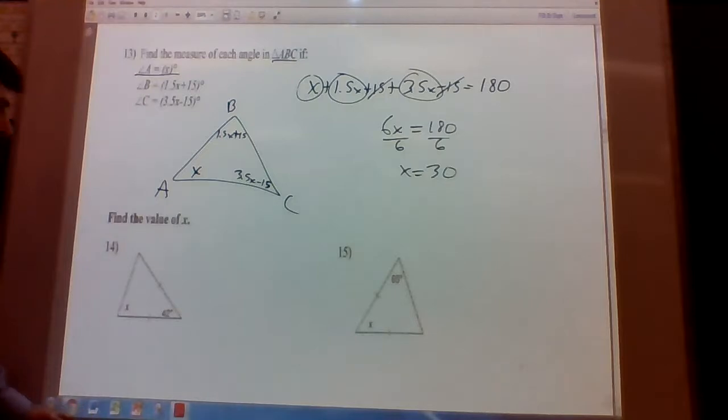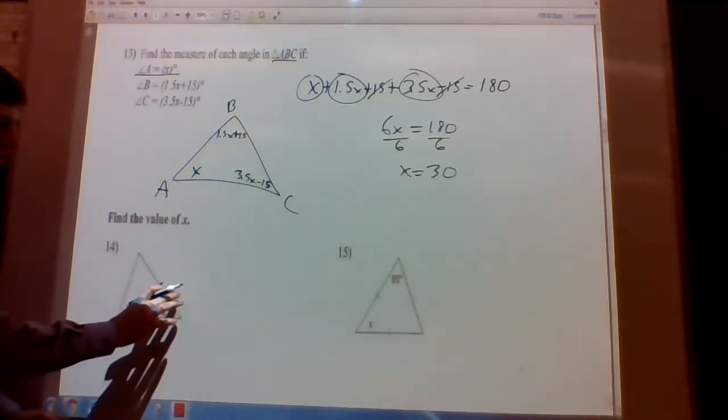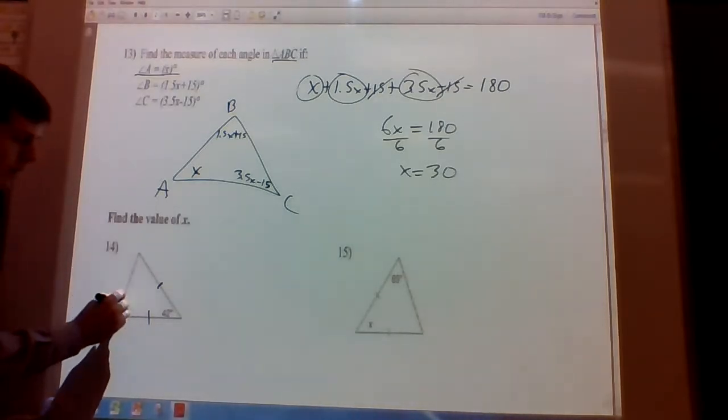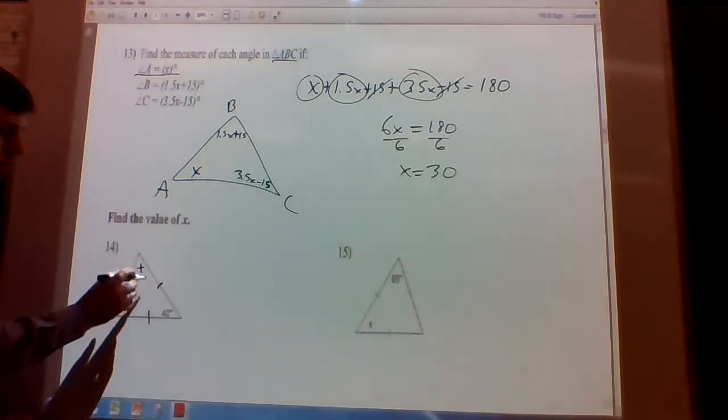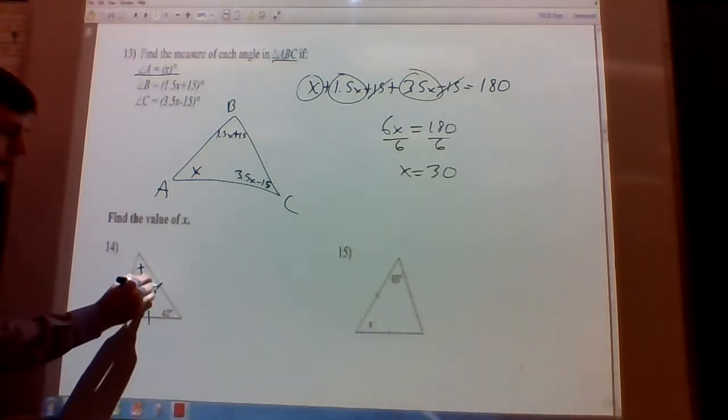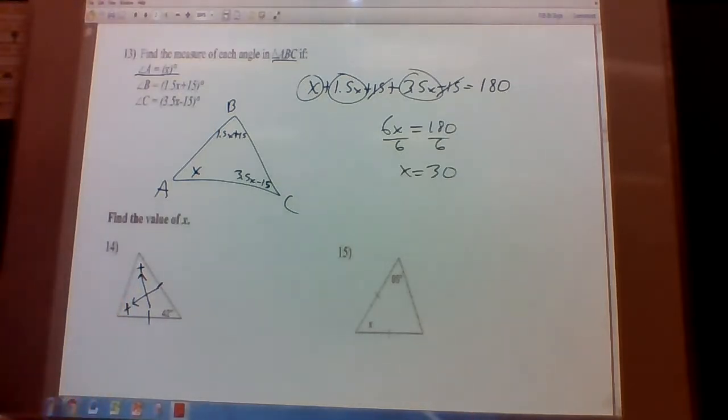Okay, 14, we have an isosceles triangle. Since our isosceles triangle theorem says that if two sides of the triangle are congruent, then the opposite two angles are going to be congruent. So if this is x, we know this one is also going to be x, right? It's not going to be 42, it's going to be x. It's the angles opposite the congruent sides. So we know that's going to be x because this one's x.